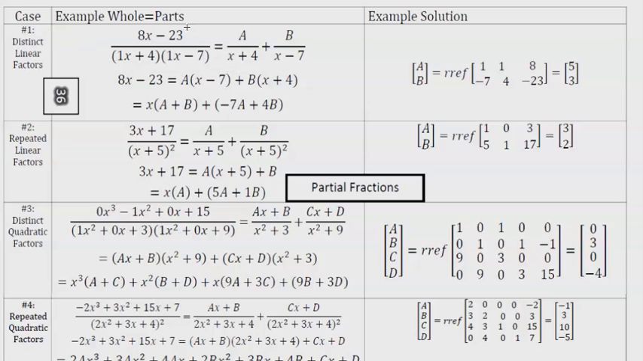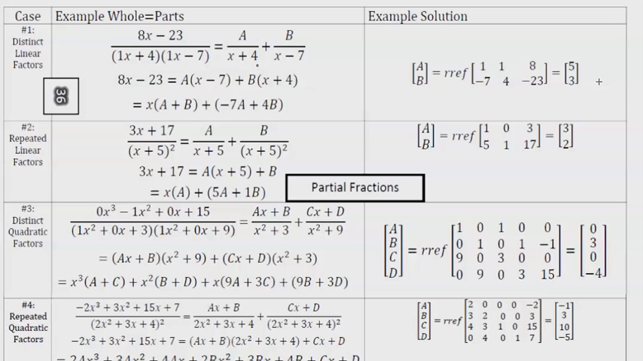Now, we are given one of these cases, for example, on number 1, you could set up to find the solution as a matrix. You could also do this by substitution or elimination. So here's an example right here. We have 8x minus 23 all over 1x plus 4 times 1x minus 7. It would break this one fraction into 2 fractions.